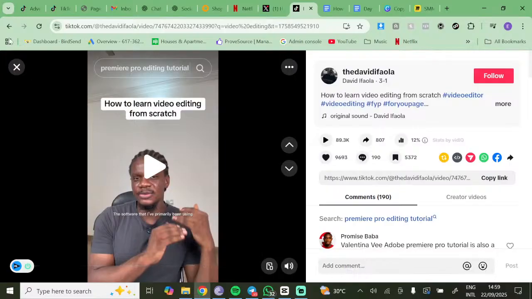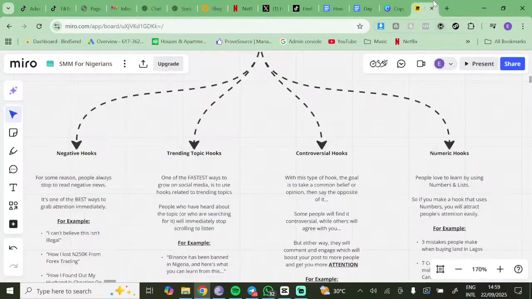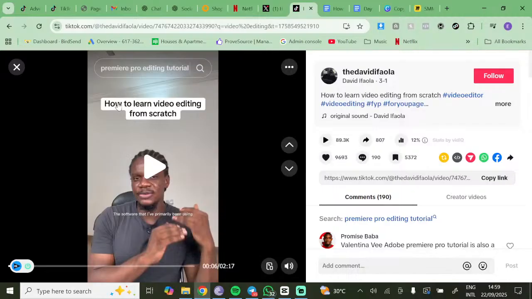Okay, so there's actually more types of hooks aside from just these ones, right? But I just showed you my four best ones that I always use when I want to try and go viral. But this particular hook he's using is called an educational hook, where he's teaching how to do something. So how to do this, how to do that. That is also a type of hook, like an educational hook.